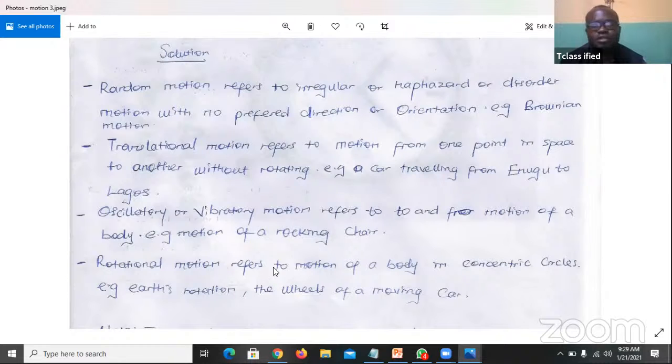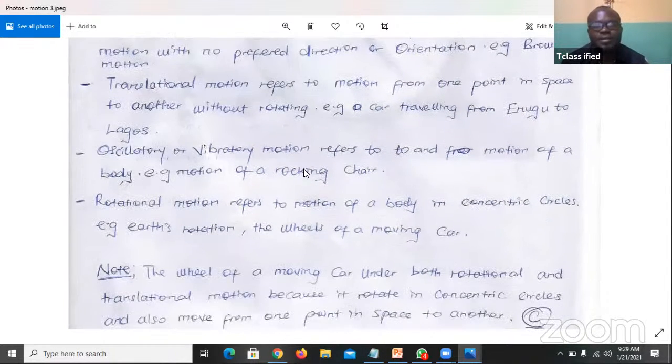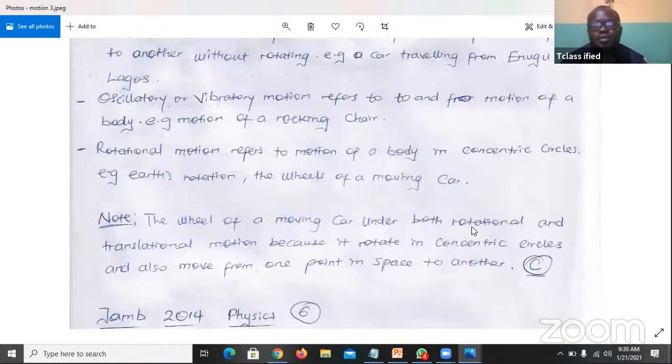Okay, rotational motion refers to motion of a body in a concentric circle, like the earth rotating, or the wheels of a moving car. Okay, so the wheel of the moving car undergoes both rotational and translational motion, because the wheel moves the car actually from one point to the other while making a rotational motion, and that makes option C the right answer.